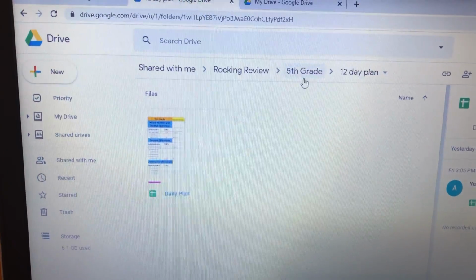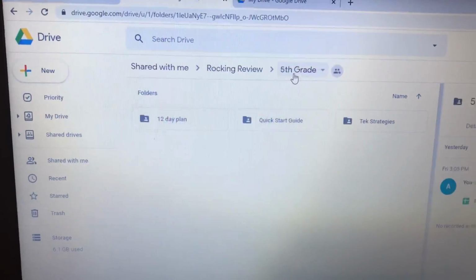What did I just do? Sorry, I'm trying to hold this and look through the phone. It's actually harder than I thought it would be.